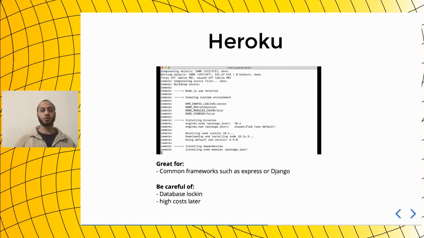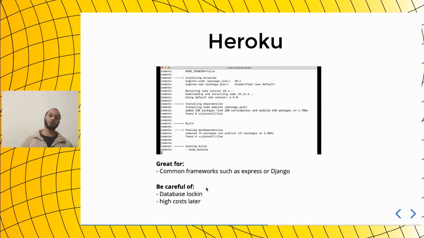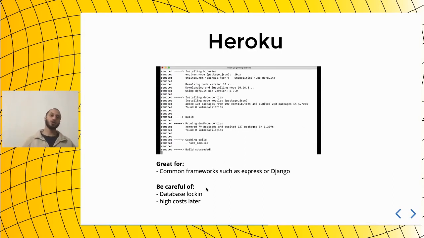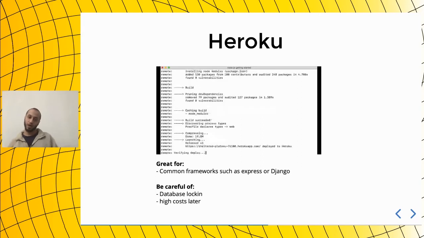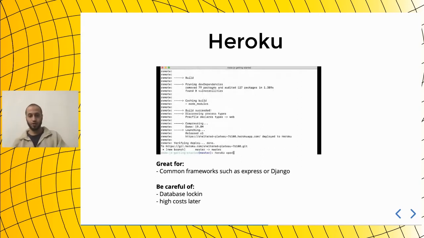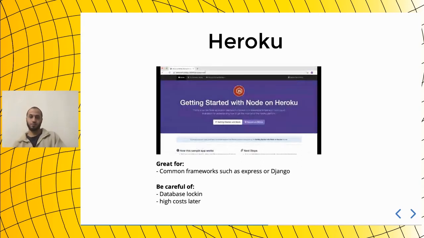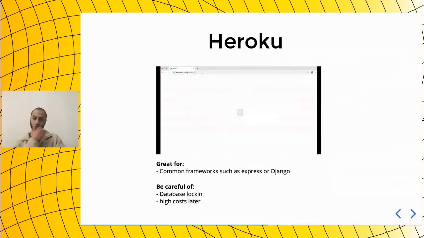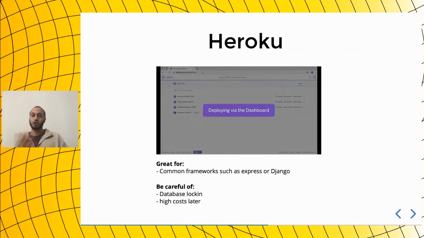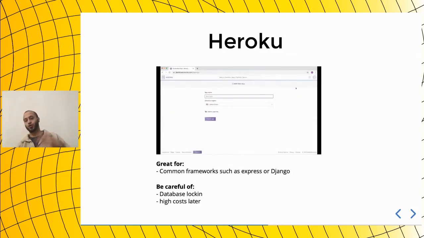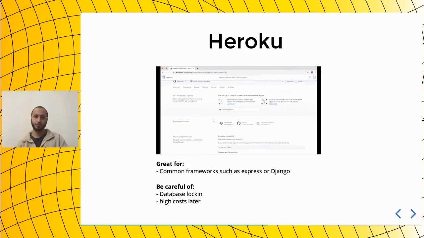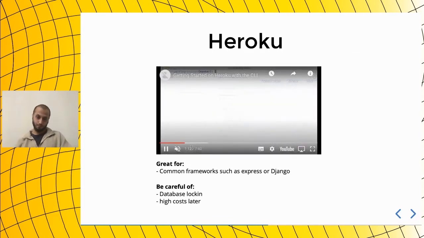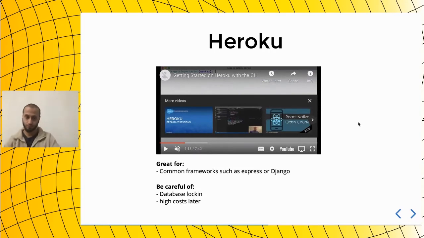One thing to be careful of is database lock-in. Once you start using it, if your database grows, then they start charging you, and you could be paying quite a lot of money. Basically, in a way, you could be stuck unless you decide to move to, for example, a cheaper option like AWS, if your application gets to that level of mainstream. All right, so that's Heroku.